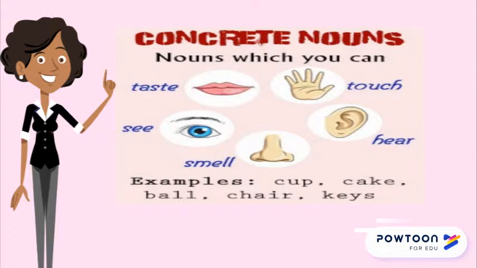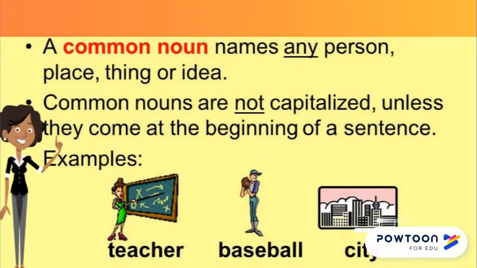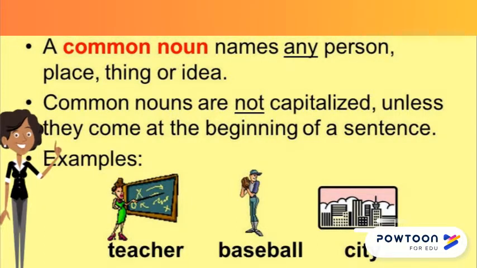A common noun is anything that is not a name, a collective noun, or abstract noun. A common noun names any person, place, thing, or idea. Common nouns are not capitalized unless they come at the beginning of a sentence. For example, teacher, baseball, and city.